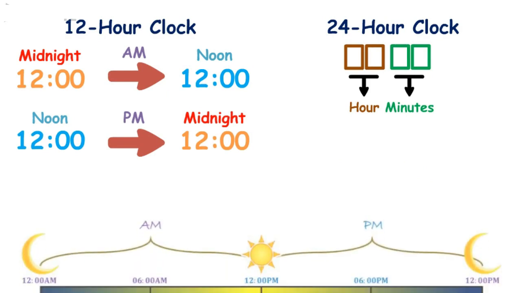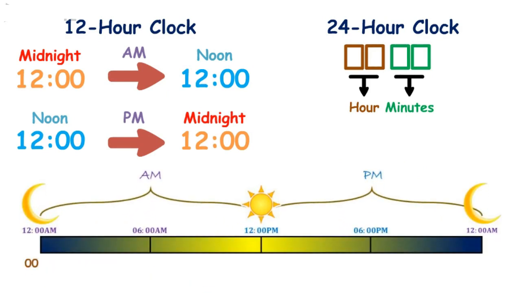In the 24-hour clock, a day starts at 00 hours and 00 minutes. It is read as 00 hours. The time at 1 a.m. in the 24-hour clock is written as 01 hours and 00 minutes. It is read as 0100 hours. The time at 6 a.m. in the 24-hour clock is written as 06 hours and 00 minutes. It is read as 0600 hours.